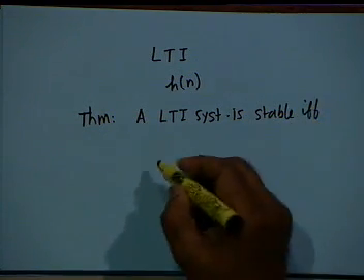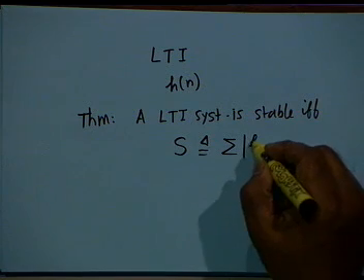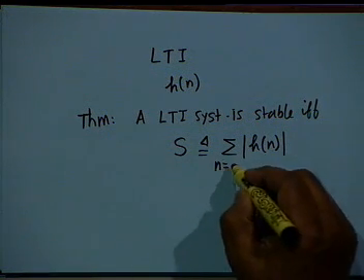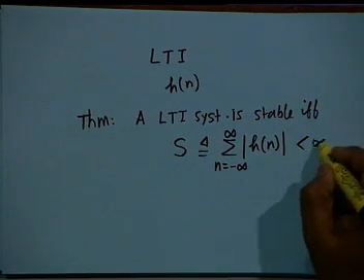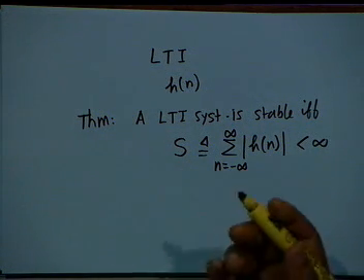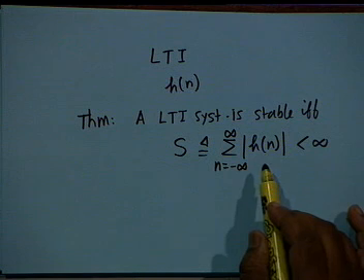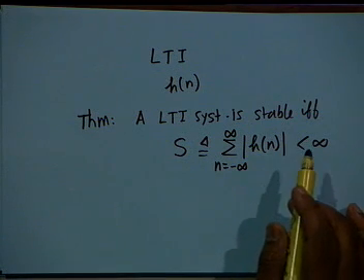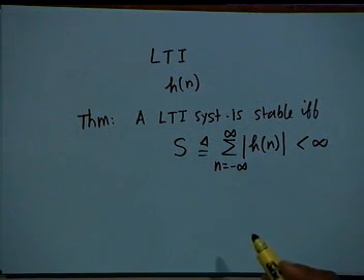if and only if the quantity capital S defined as summation of absolute value of h of n, where n goes from minus infinity to plus infinity, is bounded, is less than infinity. Another way of saying the same thing is that the impulse response is absolutely summable. The absolute summability of the impulse response ensures stability. So we prove it from the forward direction and also in the reverse direction.